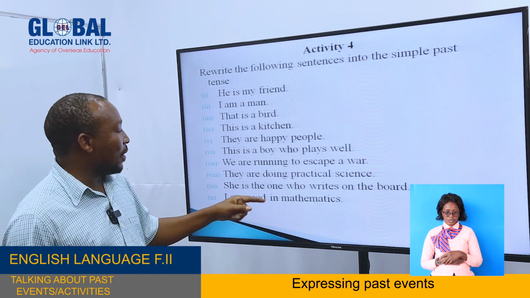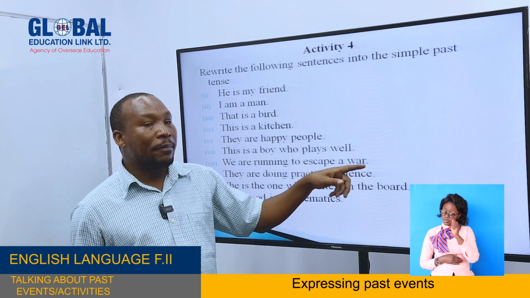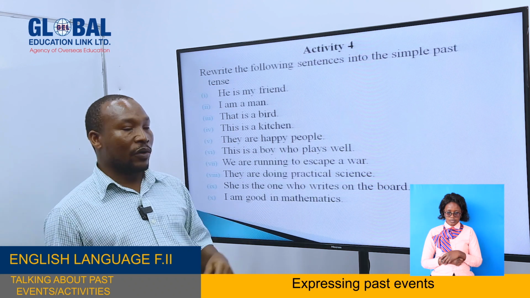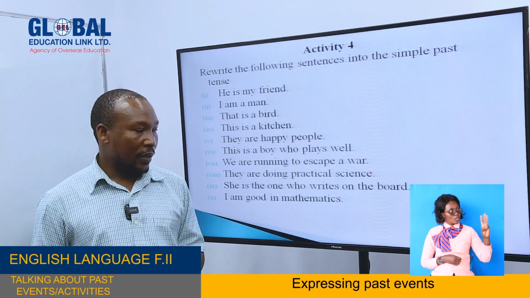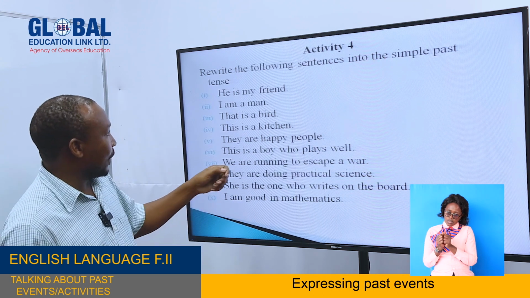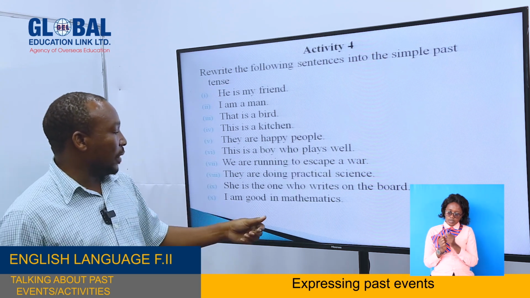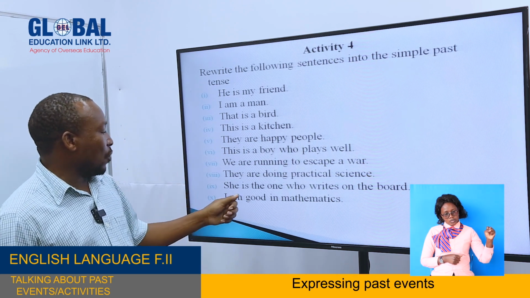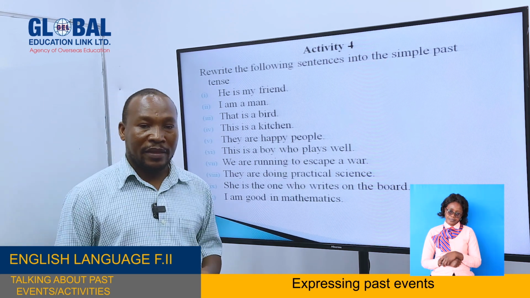She is the one who writes on the board. It will be, she was the one who wrote on the board. This is an irregular verb. Lastly, to this activity 4, I am good in mathematics. I was good in mathematics.